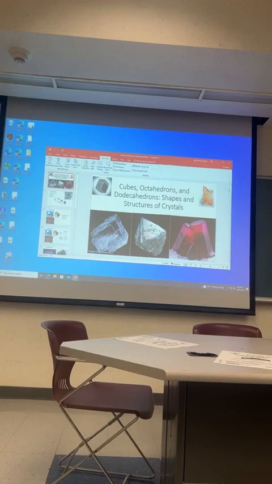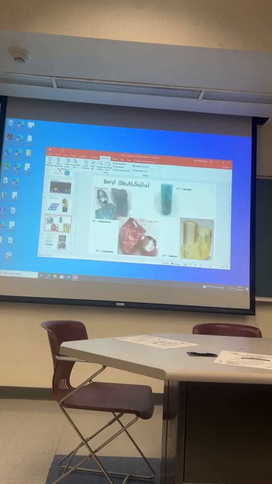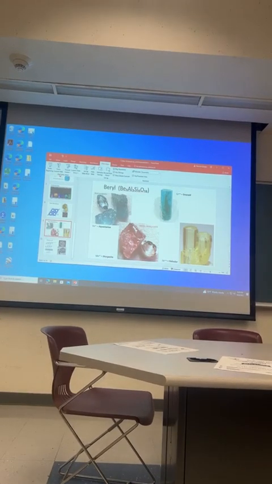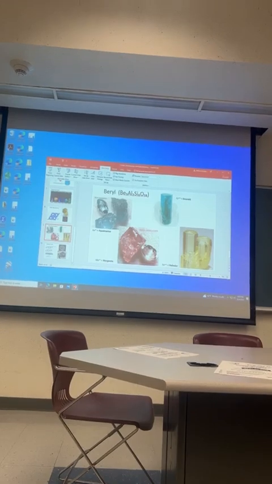So, what was the aquamarine picture you had up there? The aquamarine, it's iron that's in the structure that causes it to be that bluish color right there. And what is that? Okay, this is a whole bunch of ions.